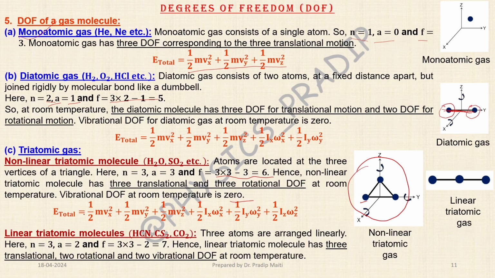And if we consider a linear triatomic molecule, that is HCN, C2H2, CO2, that is carbon dioxide, 3 atoms are arranged linearly, and here n is 3, A is 2, and degrees of freedom will be 7. So a linear triatomic molecule has 3 translational, 2 rotational and 2 vibrational degrees of freedom. So remember this, the linear triatomic molecule can vibrate at room temperature. It has 2 vibrational degrees of freedom at room temperature. Here is a figure. This is a linear triatomic molecule.